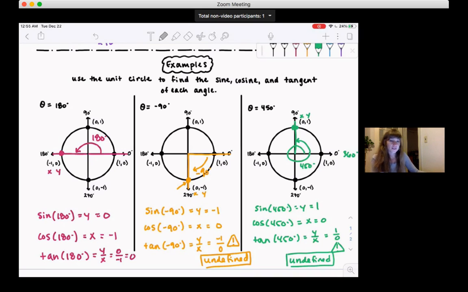All right, so that's a basic intro to circle trigonometry, and using the unit circle and coordinates of points on the unit circle to find the sine, cosine, and tangent of angles.